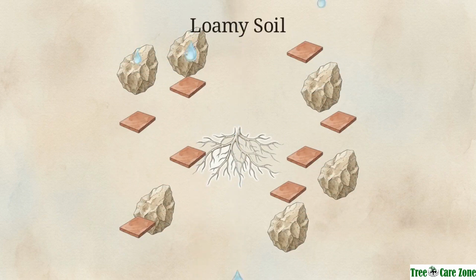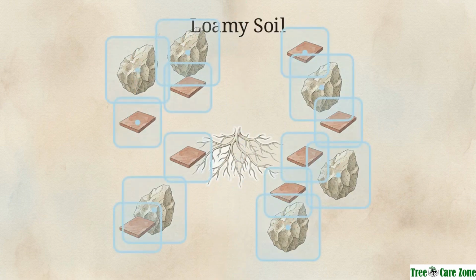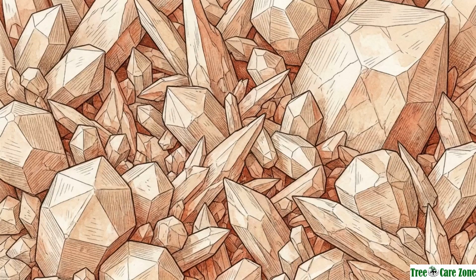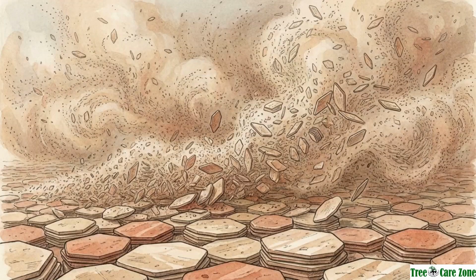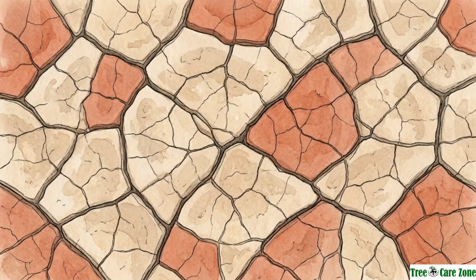The mechanical ideal is loamy soil. By mixing different particle sizes, loam allows excess water to drain away while keeping a thin film of moisture accessible to the roots. However, even a perfect loamy mix can fail if it consists only of crushed rock and minerals. Without a way to bind those particles together, the soil remains a collection of loose debris that can settle into a dense, impenetrable crust when it dries.